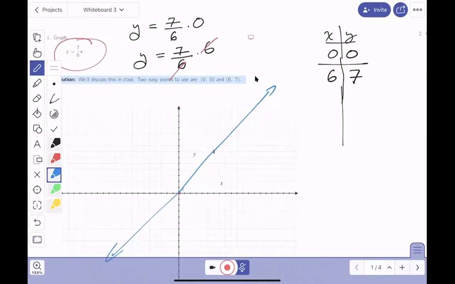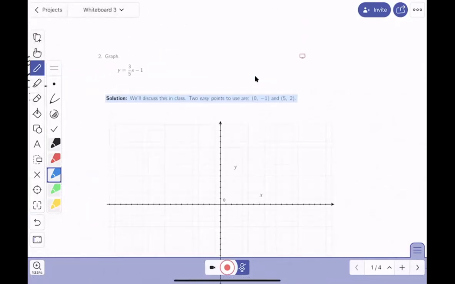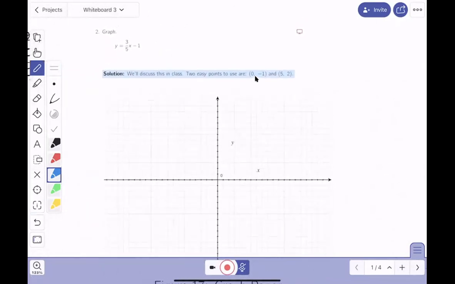We got number 2. And again, my goal here is basically to pick a point. I put my table down.